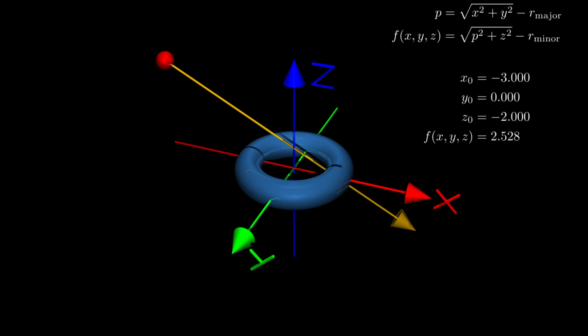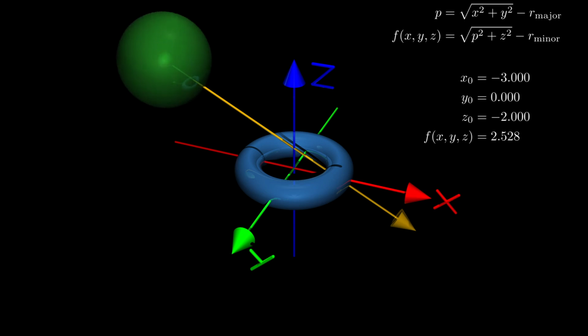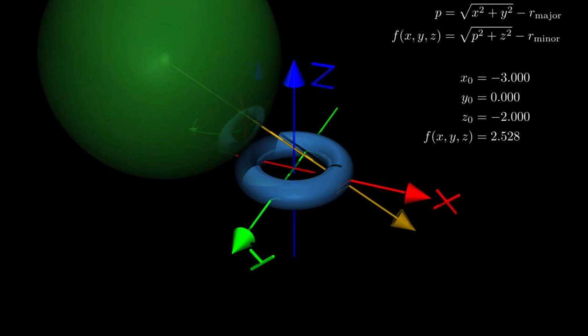Here we go. So in this case, we have our equation here for the signed distance function, as we saw before. Now we're going to start at a point of x0 equals -3, y0 equals 0, and z0 equals -2. And if we put those values into this function f(x, y, z), we get a distance of 2.528. So let's consider a sphere of radius 2.528 centered on our starting point. That will look something like this. Okay, so there we are.